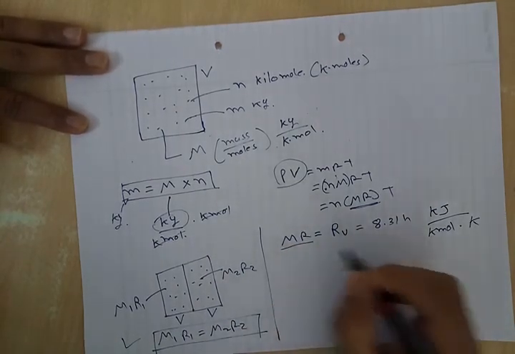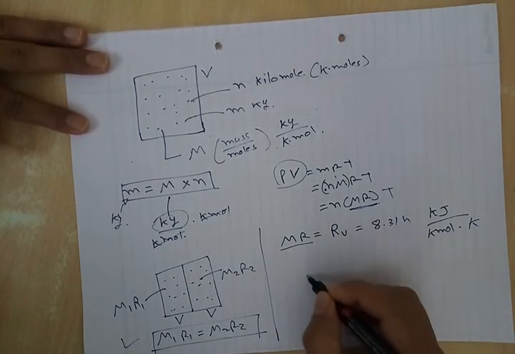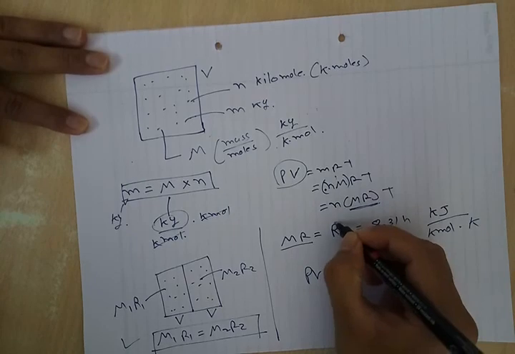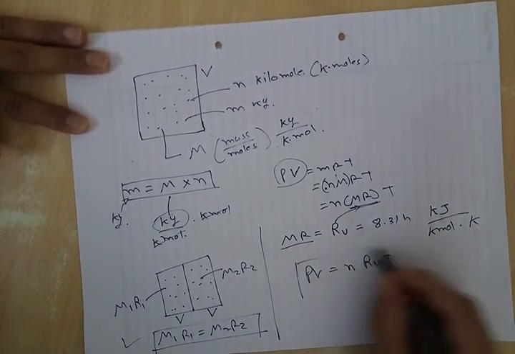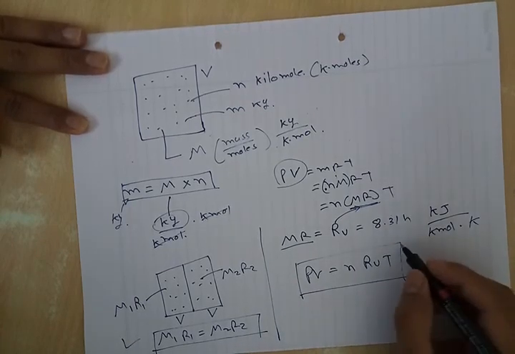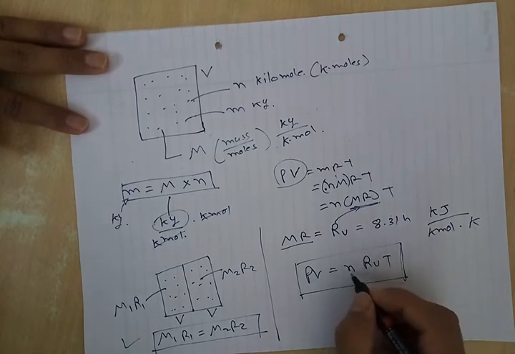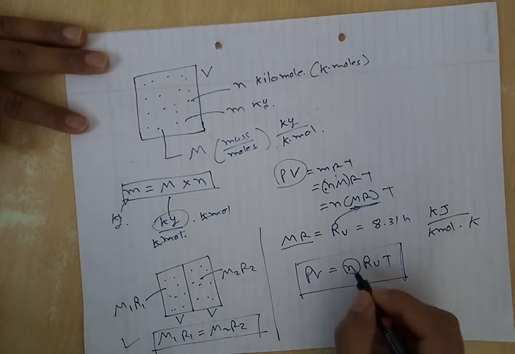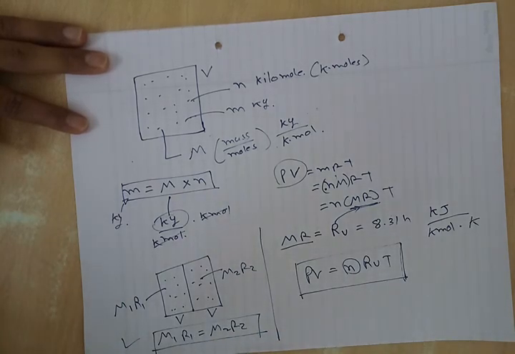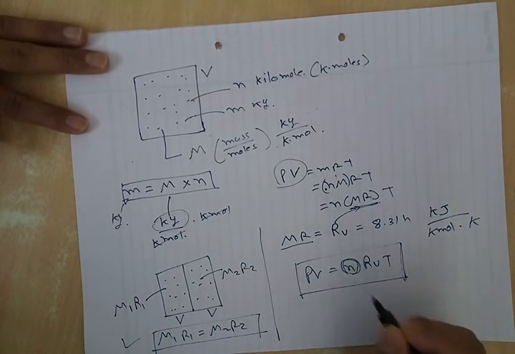Now finally we can put Ru in place of MR. So we will get PV is equal to nRuT. So this is the equation of state in terms of kilomoles, in terms of moles of the particles. So this is equation of state in terms of moles of particles.